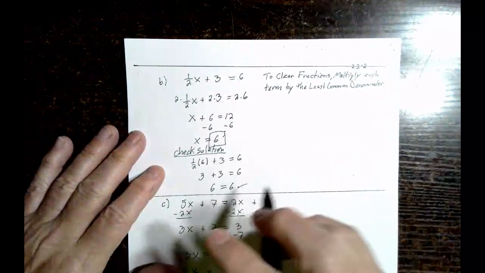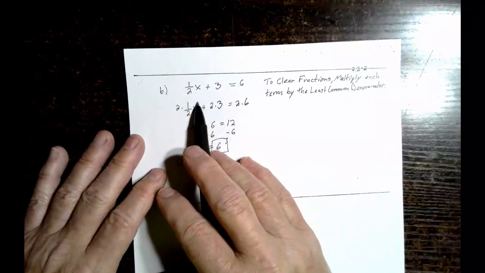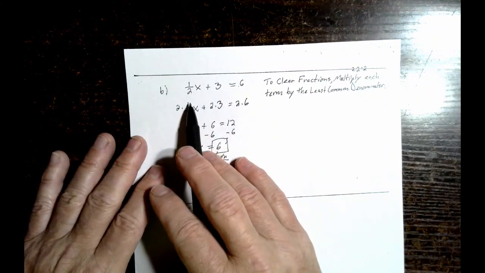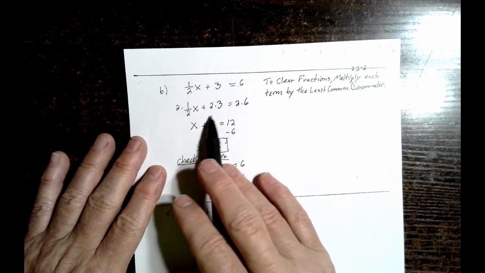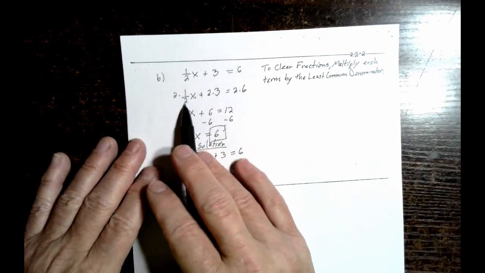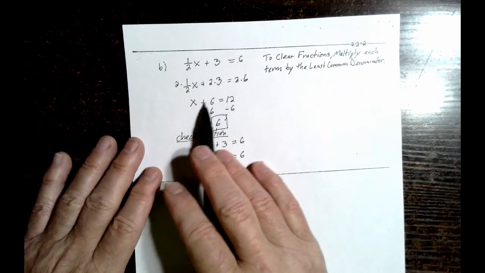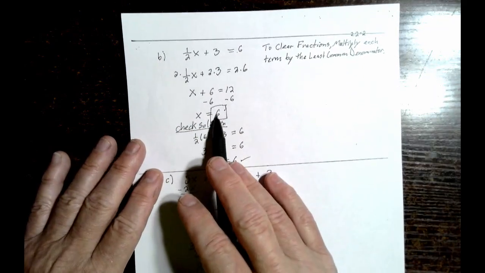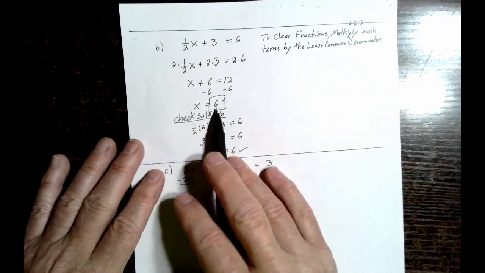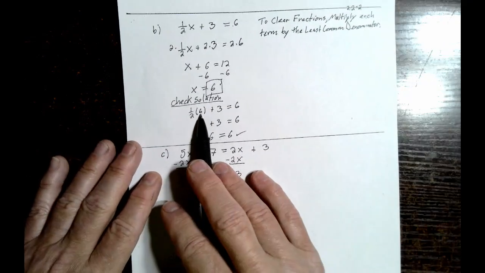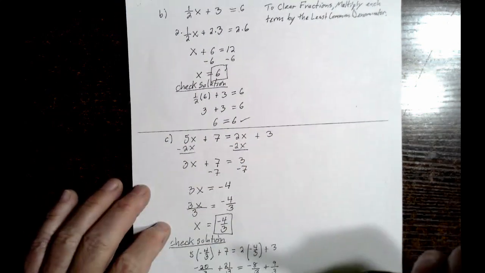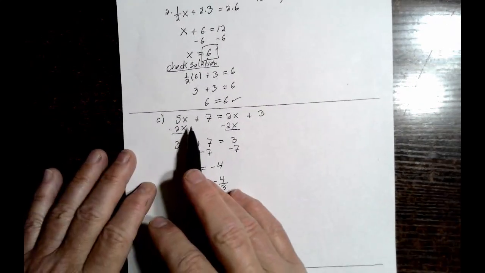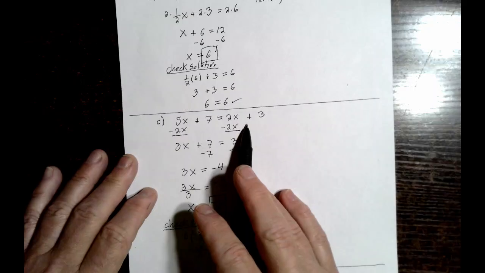On this one, it's got fractions in it, so to clear fractions, we multiply by the lowest common denominator. So in this case, 2. We multiply all three terms by 2. And 2 times a half is just 1, and you don't need to write the 1. 2 times 3 is 6, 2 times 6 is 12. Okay, now subtract 6, and you get your answer. Plug that 6 into the original equation and multiply it out, and you get 6 equals 6. So it worked out.